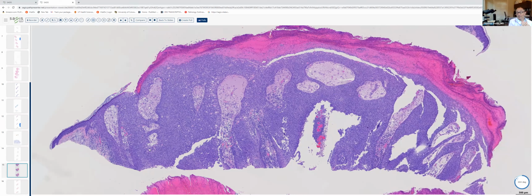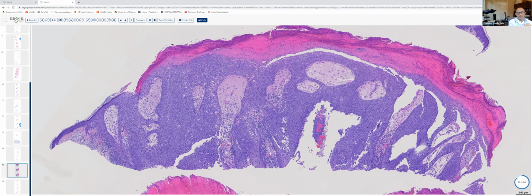Porocarcinomas are fairly infrequent tumors. We don't see them that often. They typically occur in older individuals. They can occur on the trunk. Lower extremity is a common location as well. And these are bad actors. The recurrence rate, even after adequate surgical excisions, is fairly high, 20 to 30% in most series.